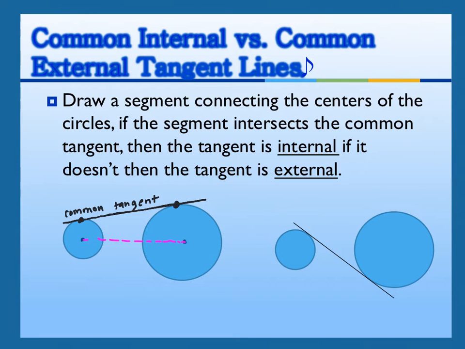Now you can classify it as either common internal or common external. If I draw that little line that connects the centers of the two circles and my tangent crosses that line, it's an internal tangent. If it doesn't cross that line, it's an external tangent. So is this an internal or external common tangent? External. Do the same thing to the other side. This is a common tangent because it's tangent to both circles. If I connect the two centers, does that segment intersect it? Yes, which makes this a common internal tangent.